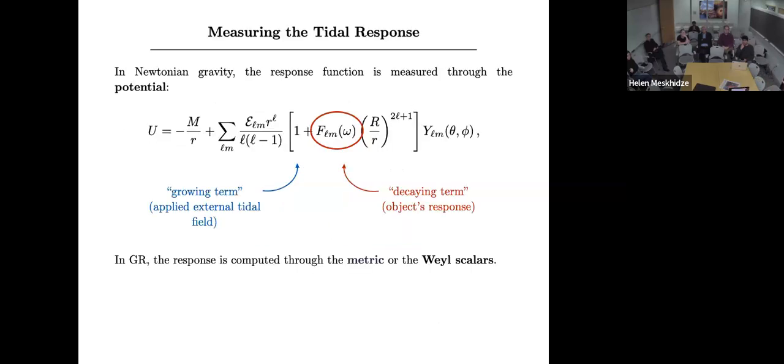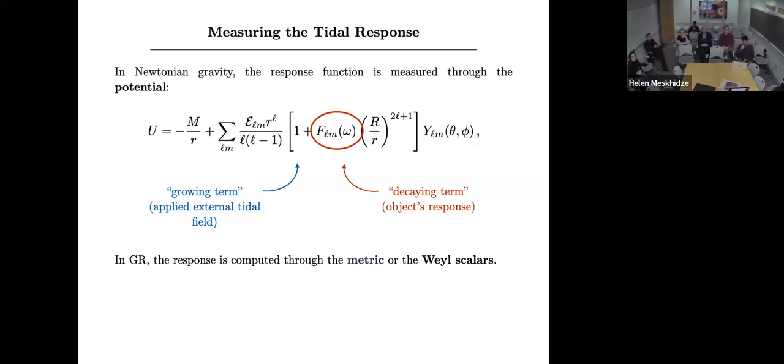And hold that thought. So how do you read off the response function in practice? In Newtonian gravity, you read it off through the potential, where at leading order one just has the classic Newtonian 1/r potential, which assumes that these are point particles. But of course, in the presence of a perturber, you have additional corrections coming from the external tidal field E. And in this term, there are actually two broad classes of terms. There are the so-called growing terms, because they scale as a positive power of r. I should mention r, little r, is the separation of the body to the perturber.